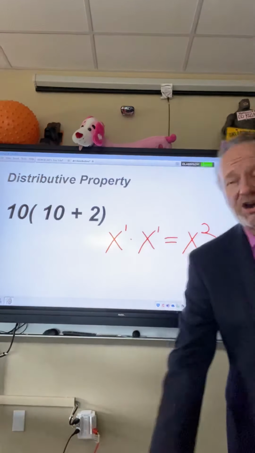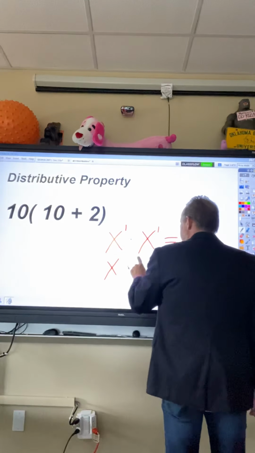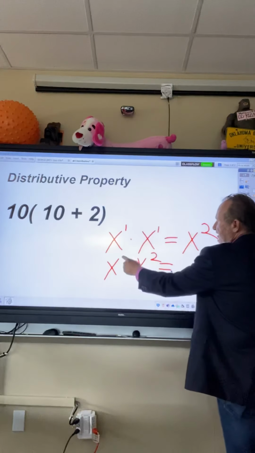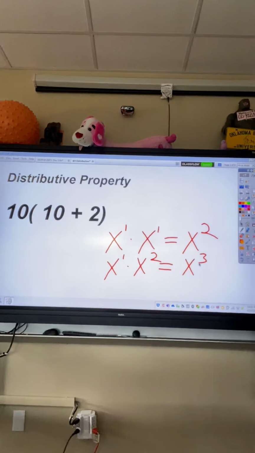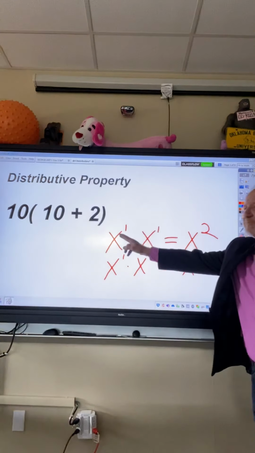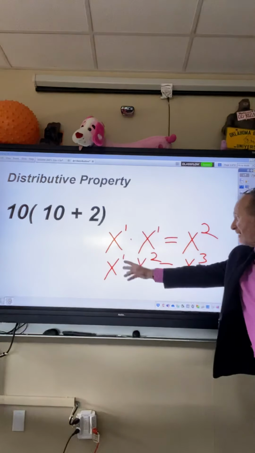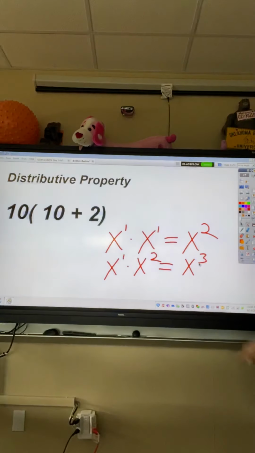Got that so far? Second thing is, let's say we have x times x squared. Well, that's like saying x to the 1 times x squared. Well, 1 plus 2 equals x to the third. A lot of times you're going to see x times x is x squared. But if you have x times x squared, well, 1 plus 2 equals 3.